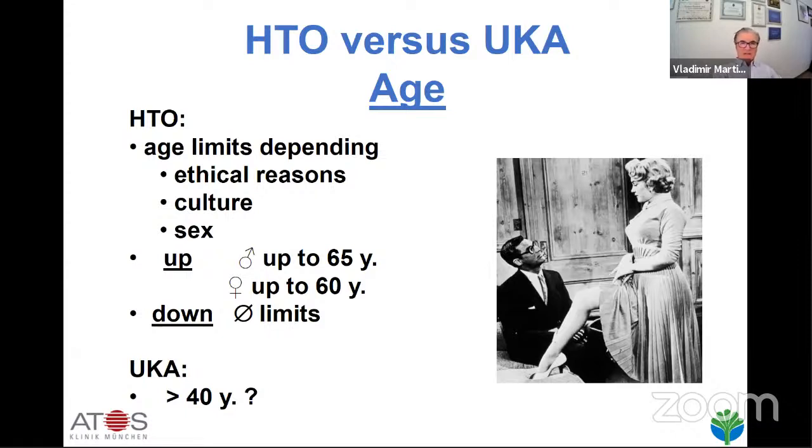Age limits depend not only on ethical reasons. In Asia, Japanese or Chinese patients receive unicondylar arthroplasty up to 70 or 80 years. It has cultural reasons, and also the sex matters. What I see is that high tibial osteotomy can be performed in males up to 65 and in females a little bit less, up to 60, depending on their biological status. We have no limits down on the age; also in kids we can perform high tibial osteotomy. The age limit for unicondylar is 40 plus.